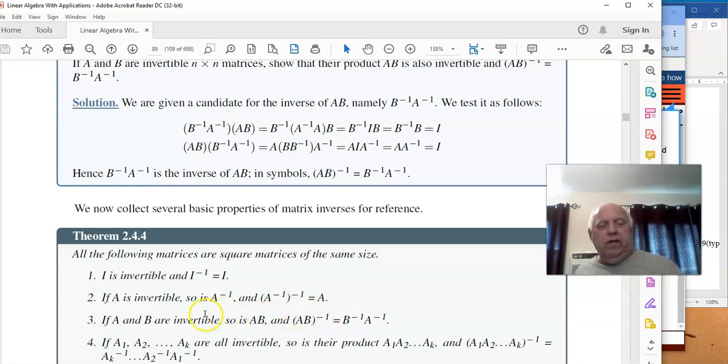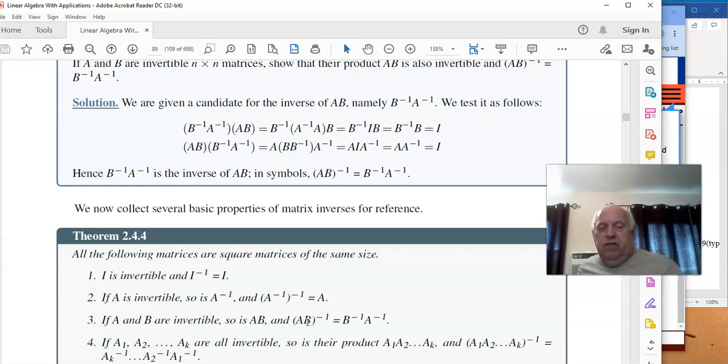Oh, here's the one thing I wanted to mention before. Remember in the previous section, I said never change the order of multiplication of matrices because you're going to get a different answer if you change the order. But here is one situation where it looks like you're changing the order. If A and B have inverses, and you multiply A times B, you get some other matrix, and you ask, does that matrix have an inverse? And the answer is yes.